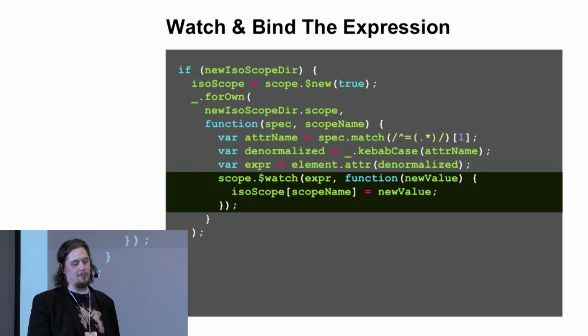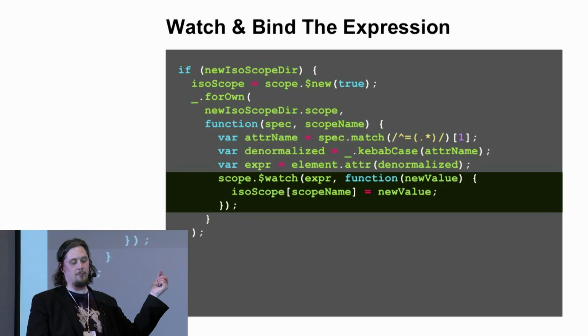So we can watch this expression on the parent scope, and then attach the listener function, which gets the new value whenever the parent expression changes, and then we just put that on the isolate scope with the attribute name that was defined in the scope config. And that's how you bind this expression to the isolate scope. It's always populated there with the latest version, because the dirty checking mechanism keeps it in sync.